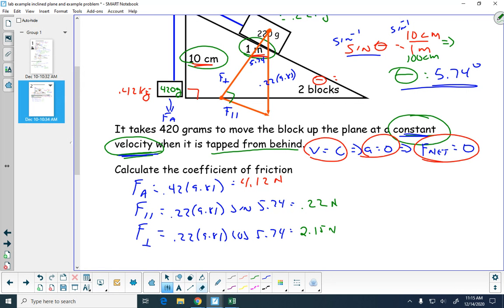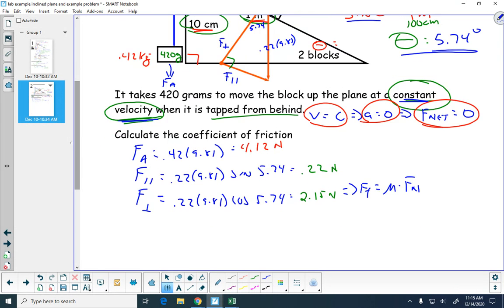So what we have here is our force applied, our force parallel, and our force perpendicular. Now, how we normally calculate the force of friction is mu times the force normal or force perpendicular. But the problem is we don't have the value of mu. But what we do have is that we'll be traveling at a constant velocity when moving up the plane. So that means the sum of our forces must equal zero moving up the plane.